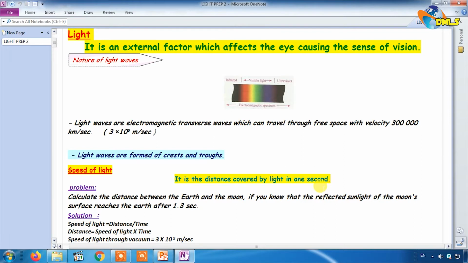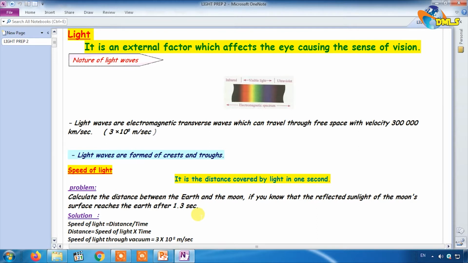In this lesson we have a problem about distance. How can we calculate the distance between the Earth and the Moon? This is a problem. Are you ready with me? Calculate the distance between the Earth and the Moon, if you know that the reflected sunlight from the Moon's surface reaches the Earth after 1.3 seconds.